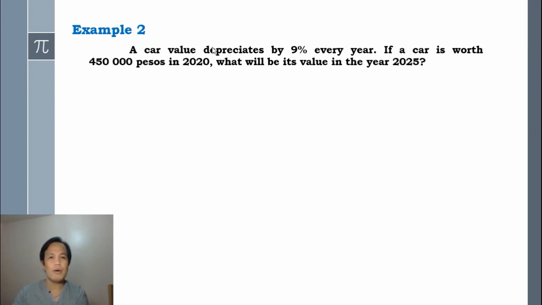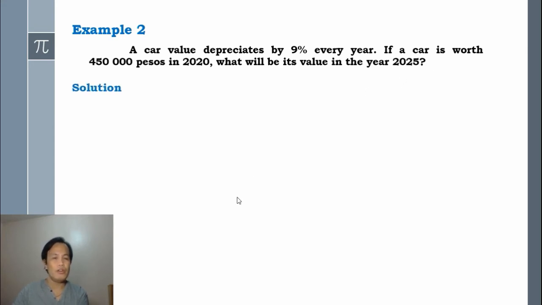The problem talks about depreciation, and when we say depreciates, that means the value decreases. So therefore, this problem is a problem on exponential decay. The number one problem is an example of exponential growth. We have the initial value of the car, which is 450,000 pesos, and we are told to find the value of the car in the year 2025.